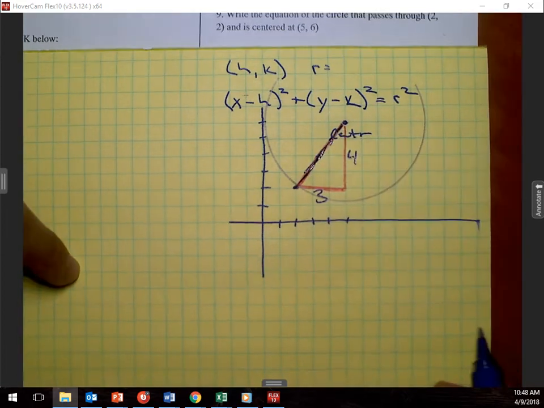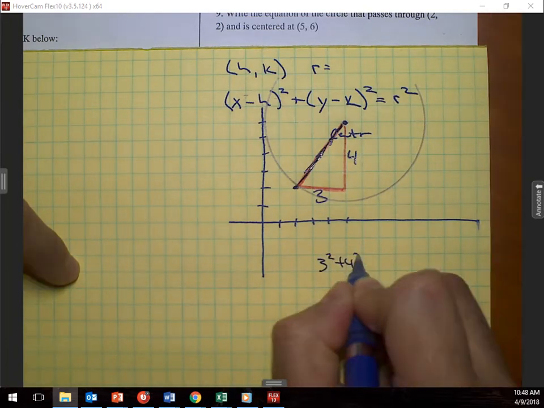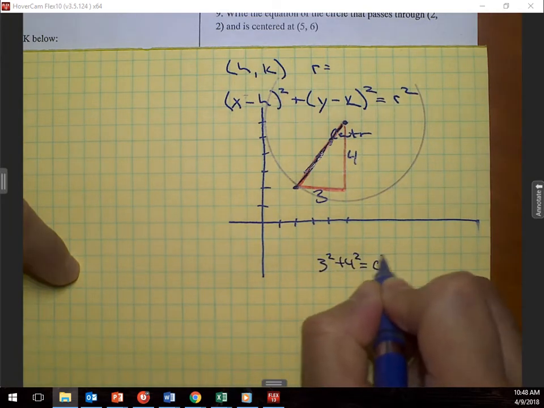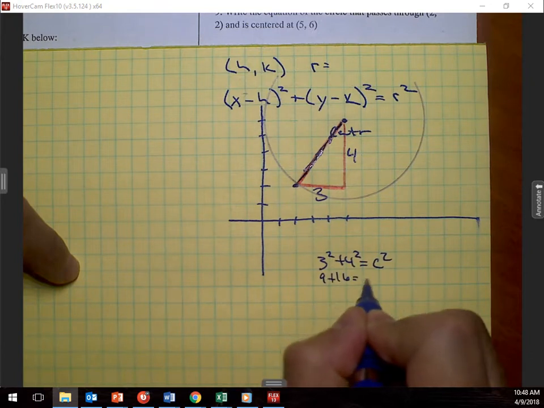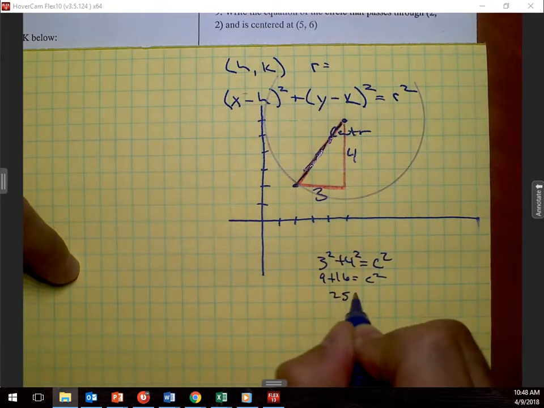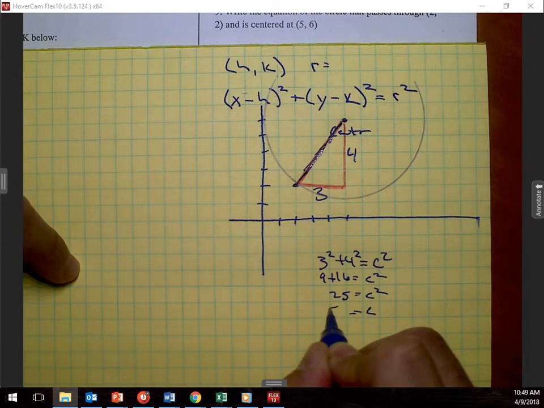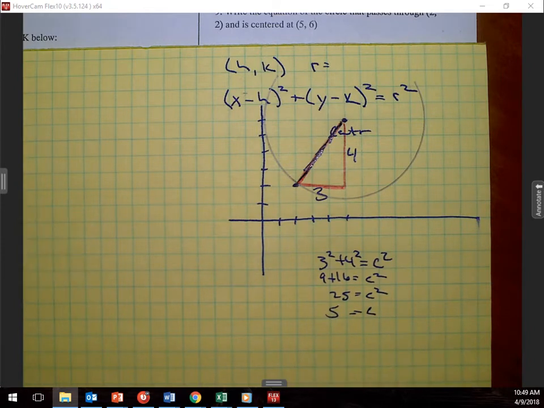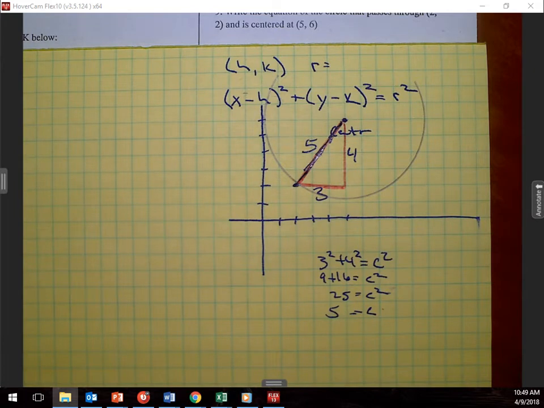Very good. So I'm going to use the Pythagorean theorem here. So 3 squared plus 4 squared equals c squared in this case. So 9 plus 16 equals c squared. 25 equals c squared. C is equal to 5, because I square root both sides. So I get 5 here, right? So I have that information.